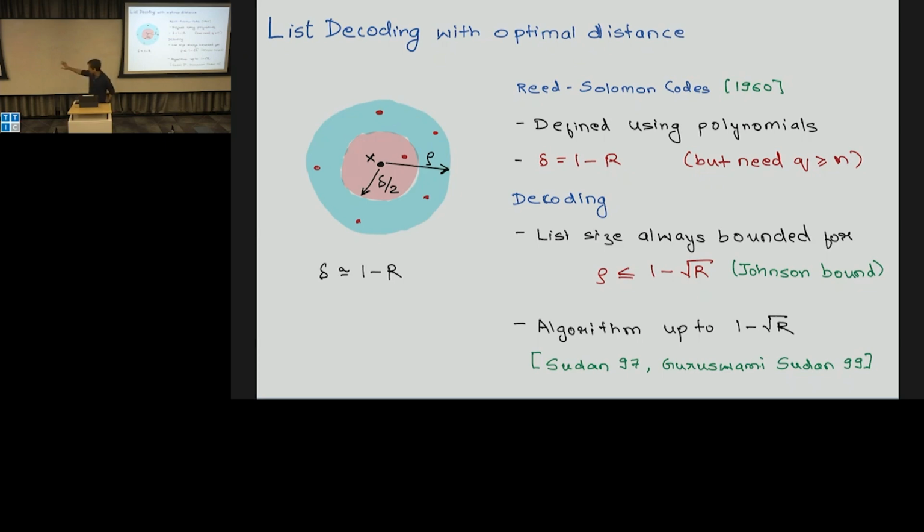But today, we're not focusing on algorithms, we're just asking about the combinatorial question. So that one is solved up to 1 minus root r. So then we will ask, okay, now if we are looking at distance which is 1 minus r, then the right way to ask the list decoding question is, can you do better than 1 minus root r? Can you go beyond the bound where the combinatorial question is trivially solved?